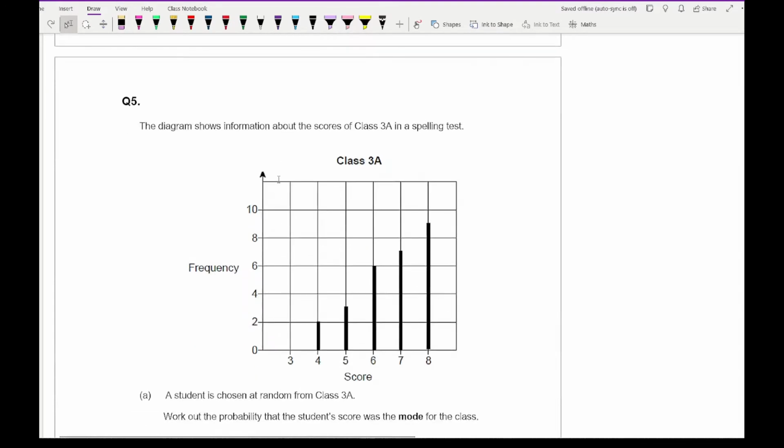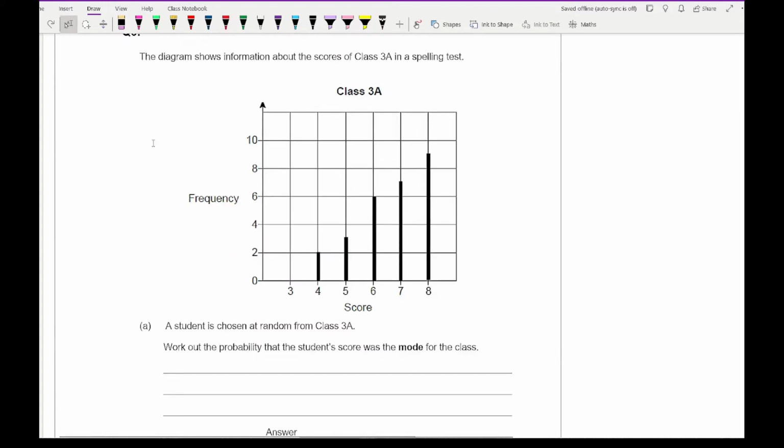Moving on to question 5. So again, another line graph question. It says the diagram shows information about scores of class 3A in a spelling test, and the question is saying that a student is chosen at random from class 3A. Work out the probability that the student's score was the mode of the class. So here, if we write down what the actual mode is, and again, the mode is the most popular, the highest bar, which is 8.